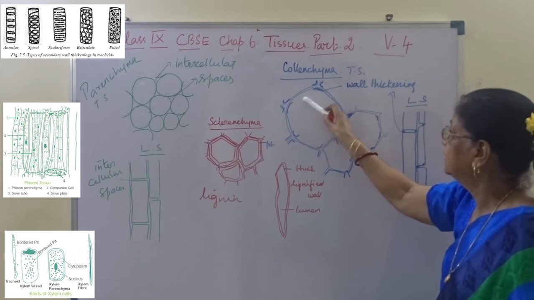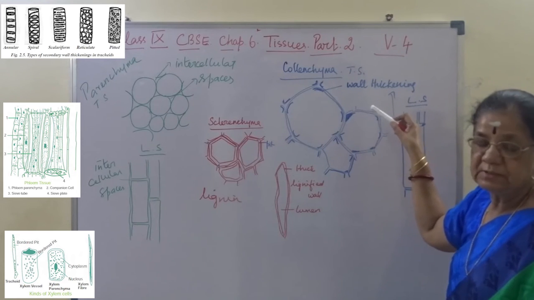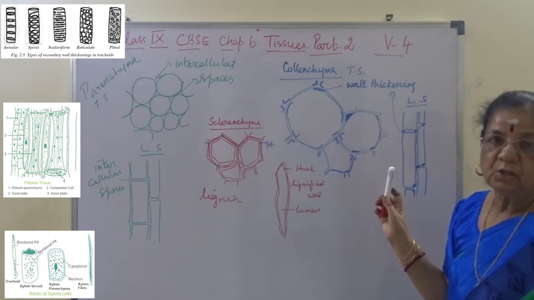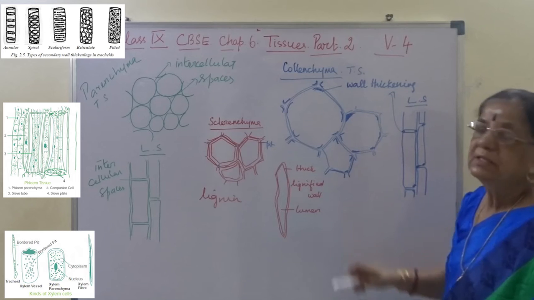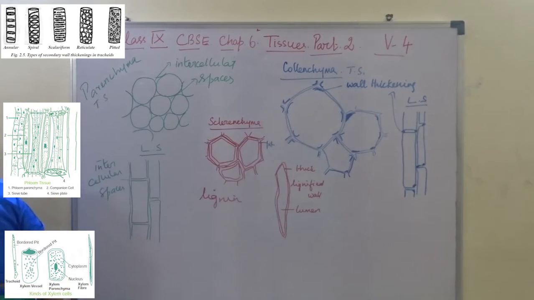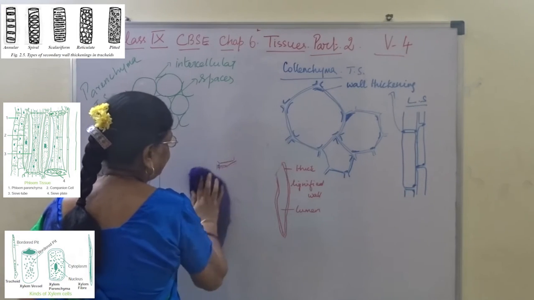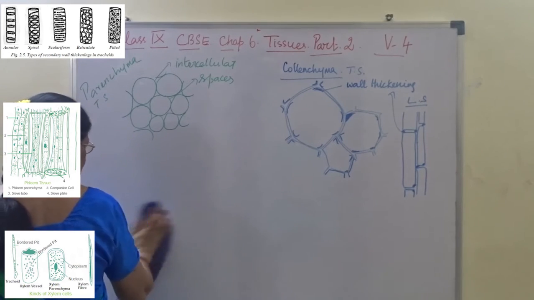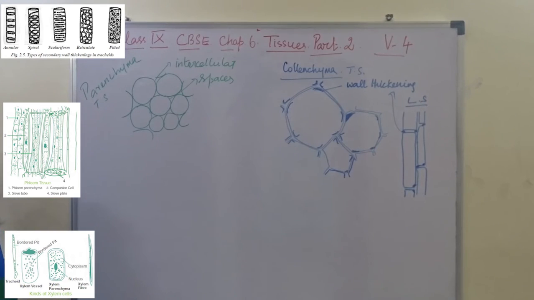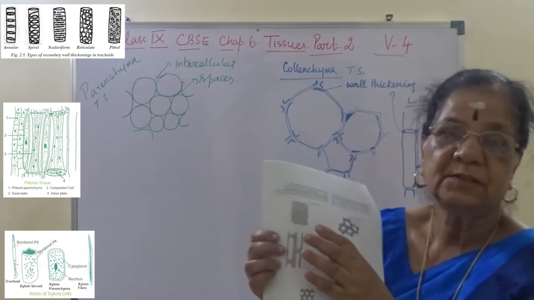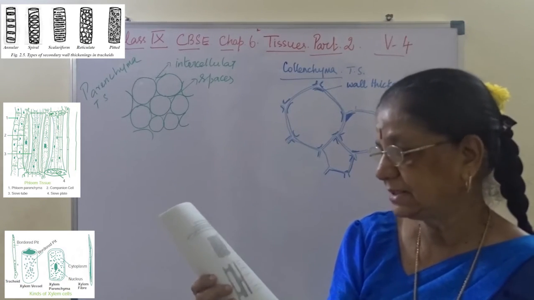So here in collenchyma, the thickening is confined to the corner of the cell. That is the diagram given in the textbook. I hope you are able to follow this. All these diagrams that I have drawn on the board are transverse section and longitudinal section.